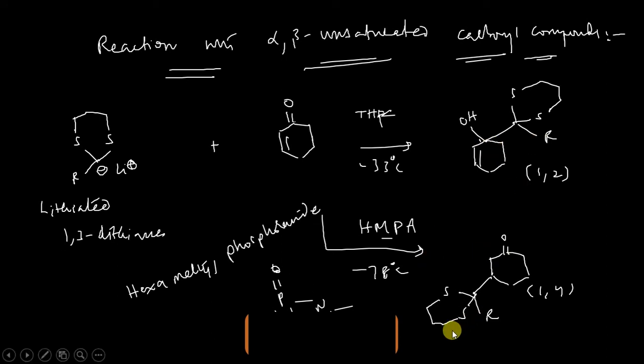This 1,2 and 1,4 adducts depends on the reaction conditions we have used in the reaction. For example, if you treat this lithiated 1,3-dithiane with an alpha beta unsaturated carbonyl compound in THF, then it gives you the 1,2 addition product, whereas the same reaction if you perform in HMPA, hexamethyl phosphoramide, gives you the 1,4 addition product majorly.